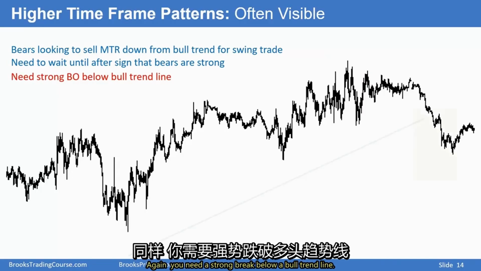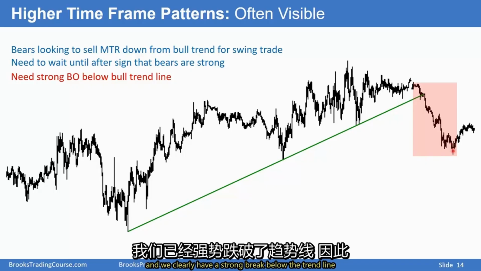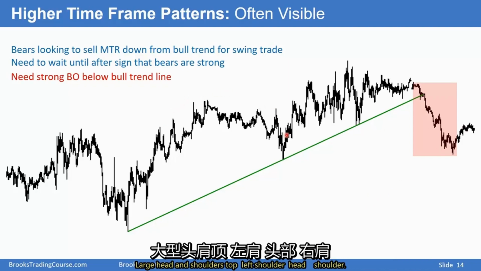Again, you need a strong break below a bull trend line. I can redraw the line like this, and we clearly have a strong break below the trend line. And therefore, if the bulls get an attempt to resume the trend up, bears will look to sell a reversal down from there. A large head and shoulders top: left shoulder, head, right shoulder.